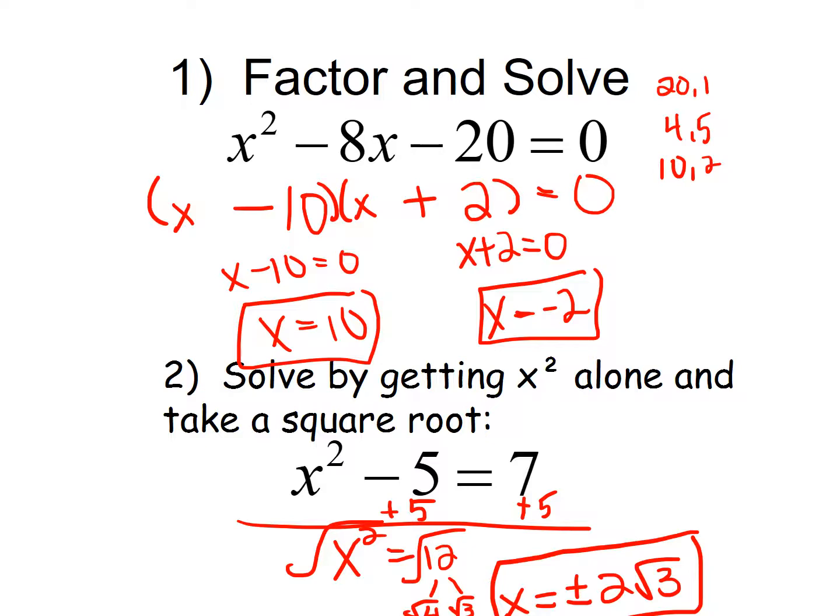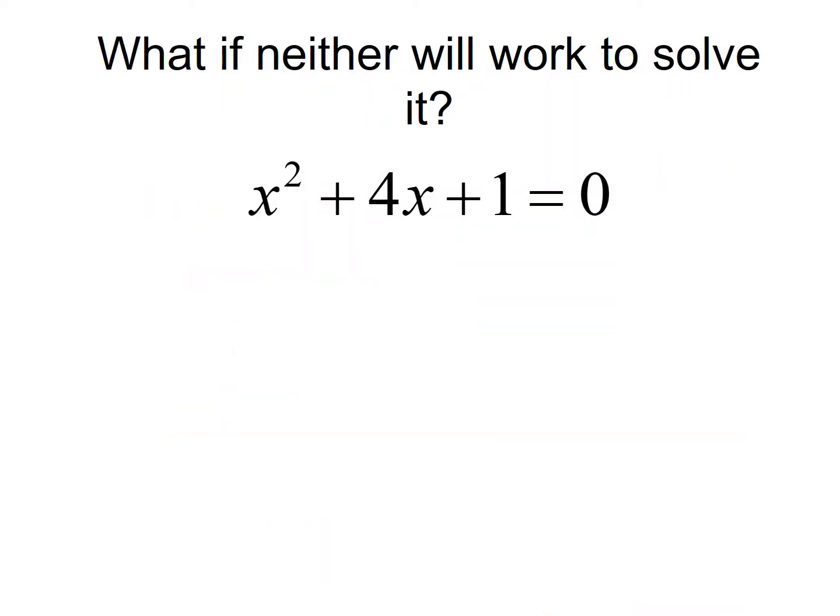So my question to you is, we know how to factor and solve. We know how to get x squared alone and take the square root. But what happens if we have something like this, x squared plus 4x plus 1 equal to 0, but there's no way I can get x squared alone, and there's no way that I can factor this guy? Because if I set up my two sets of parentheses and I have x and x, well, the only thing that's ever going to multiply back to get to 1 is 1 and 1, but there's no way that 1 plus 1 is ever going to get to 4x.